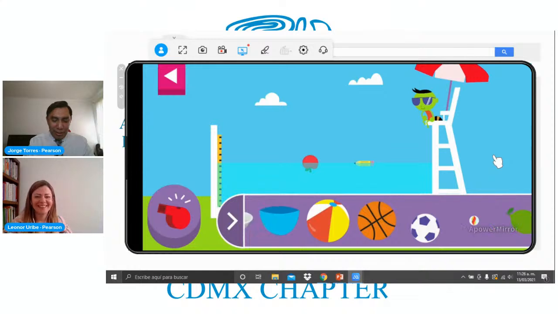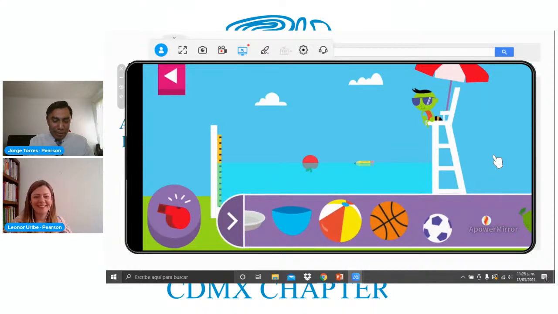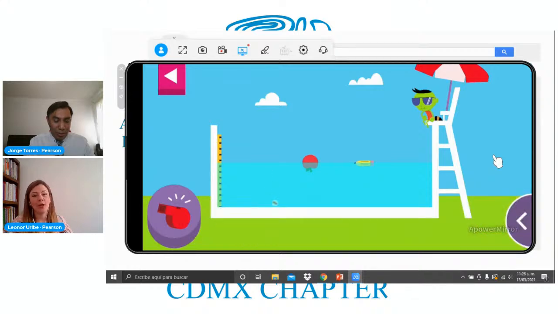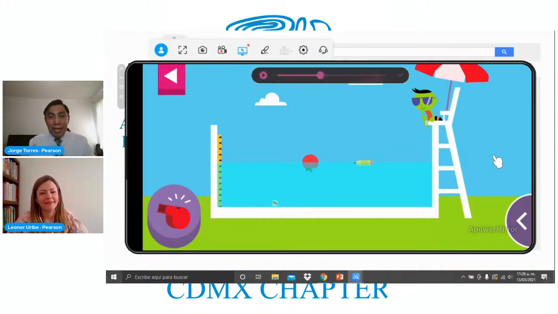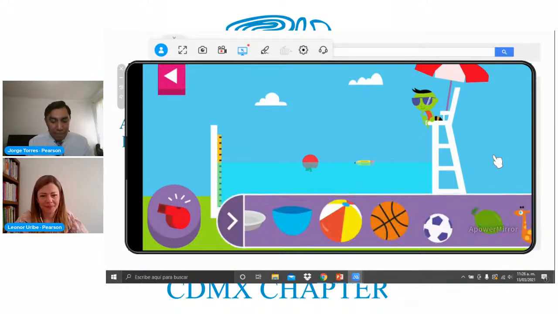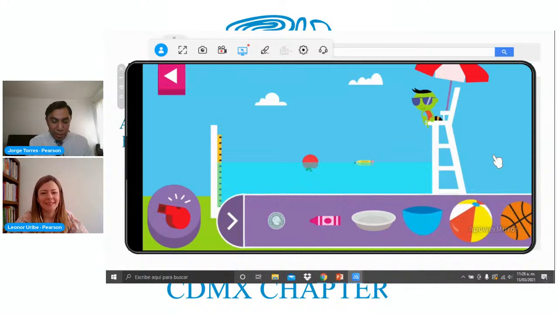I think Leo said that the marbles will sink. Is that correct? Yes. Okay, so I'm definitely going to select the marble, and look, the marble sinks. Because it's sinking, now the application told me that the mass of the object takes place in this experiment. Now, what would happen if I choose the ball?